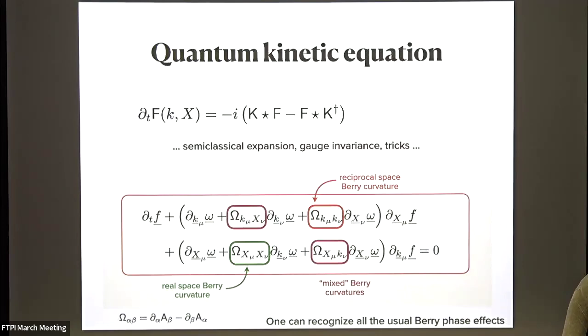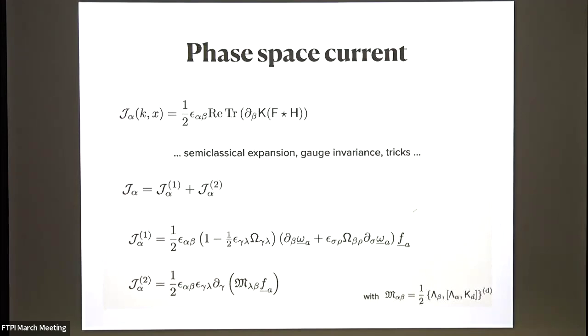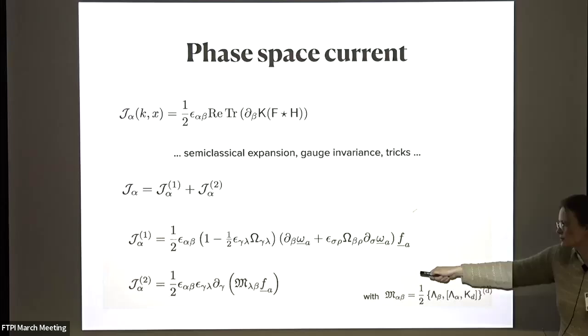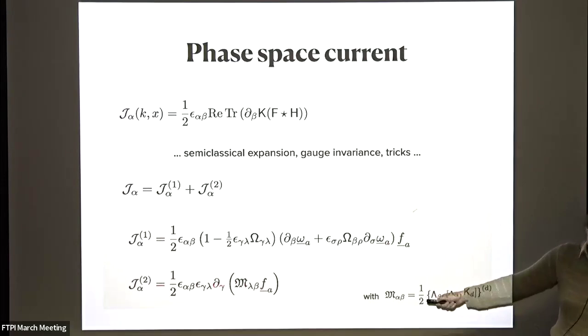At the end of the day, we were very motivated by getting the thermal currents. So let us look at what this is if we expand it. If we expand it, we can split it into two independently gauge invariant currents. One is a current which looks just like the one you would expect, and one which we can identify to be the magnetization current. So this elusive current that we were talking about comes out right here.